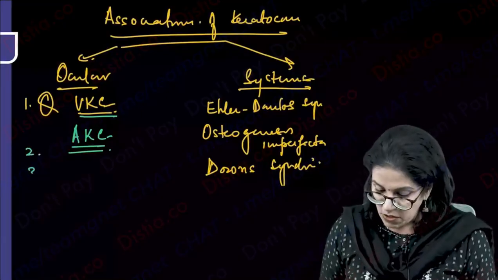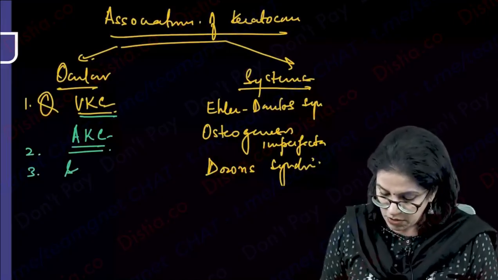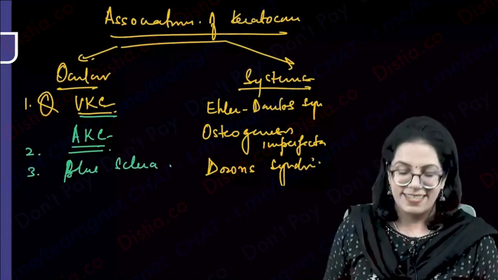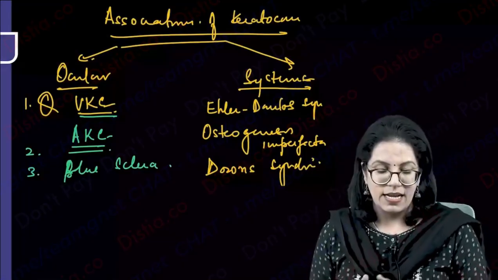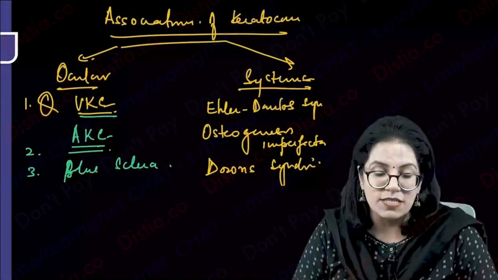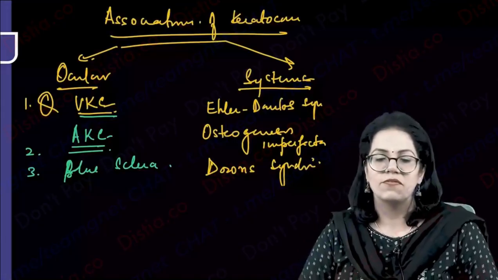Right? And then of course, if you look at the systemic associations, it's easy to understand that blue sclera is one association of keratoconus due to the collagen problem. Right? And I think we will not increase the list, it will just complicate things. So this much is enough for the associations of keratoconus. At our level, this is more than enough if we know this much.